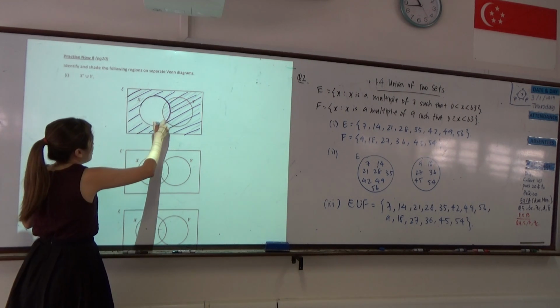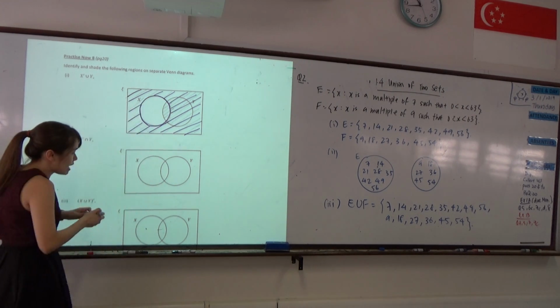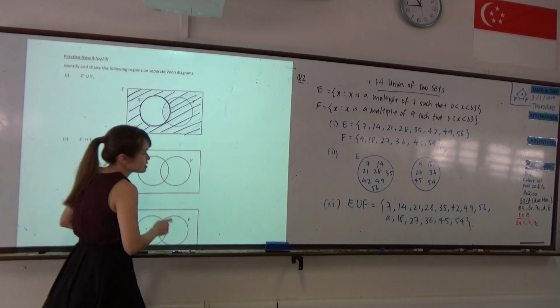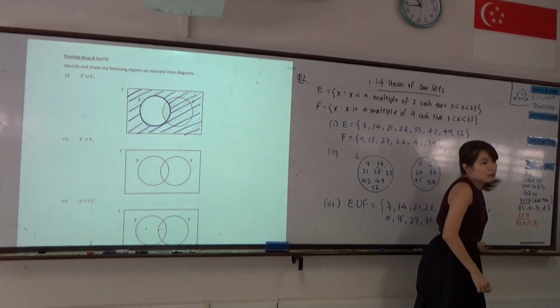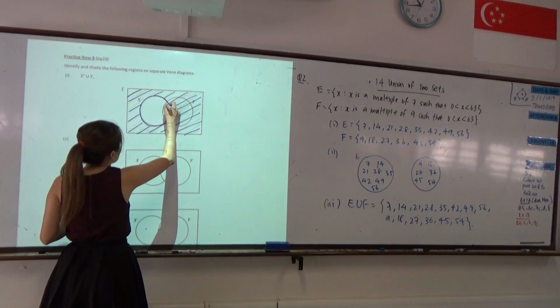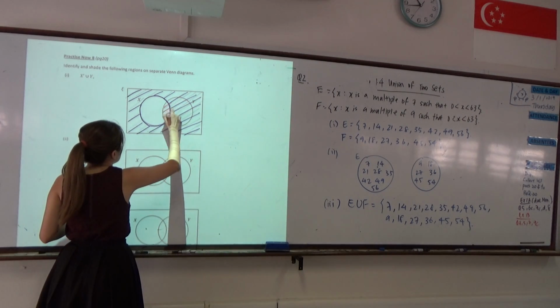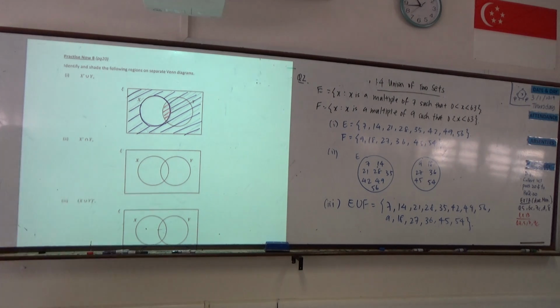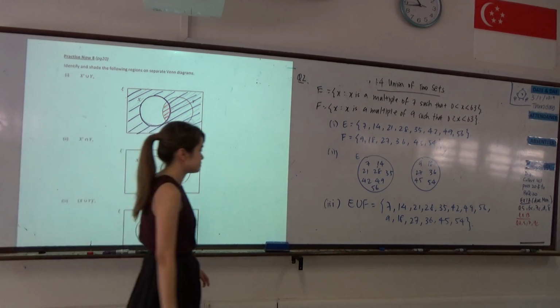Then union Y. Union means that you need to include Y. But there's this part over here, the intersection part, that you did not shade. Because it is part of Y, you need to include this as well. So the entire shading that you need to do is you will have to look this way. Anybody lost?